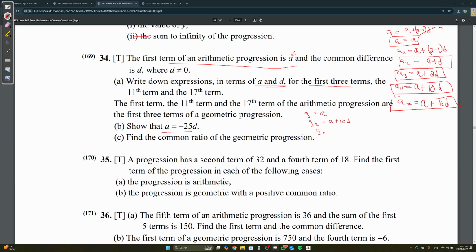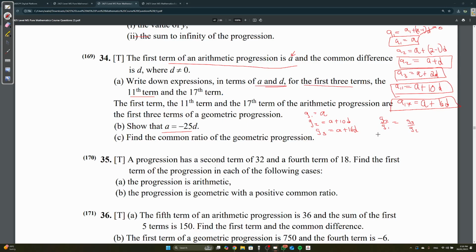And they're saying g3 is our 17th term, which is a plus 16d. Show that a is equal to negative 25d. Always, I tell you, when you have three consecutive terms in a geometric progression, use what we did in the previous question. g2 over g1 is equal to g3 over g2. Right? Because g2 over g1 is equal to r, the ratio, and also you can find r by doing g3 over g2. So since they're both equal to r, that's it.